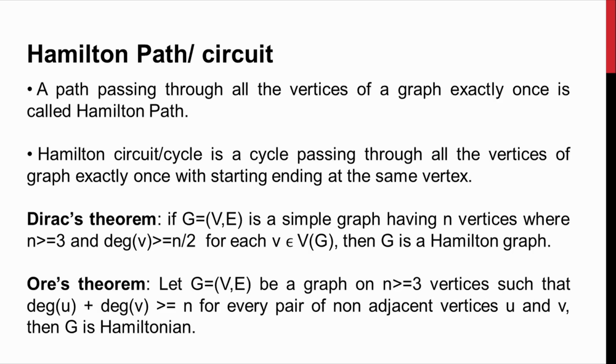So by Dirac's theorem on Hamiltonian cycle, the statement is that an n-vertex graph, where n is greater than or equal to 3, in which each vertex has degree at least n by 2, must have a Hamiltonian cycle. And the second theorem is Ore's theorem, which came in the 1960s. A simple graph with n vertices, here again n is greater than or equal to 3, is Hamiltonian if for every pair of non-adjacent vertices the sum of their degrees is n or greater.